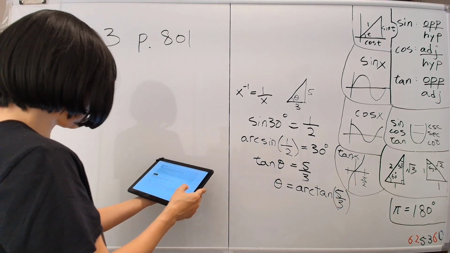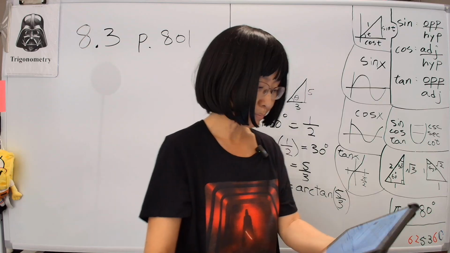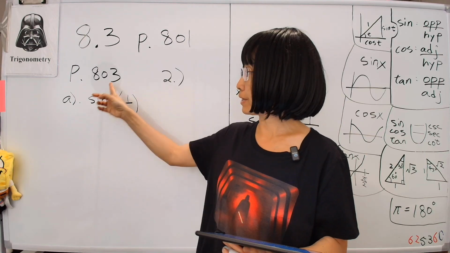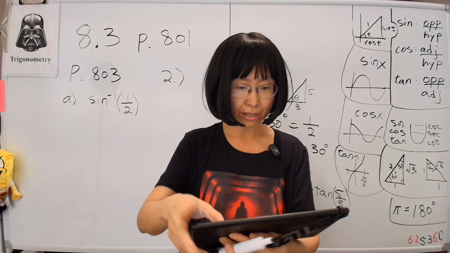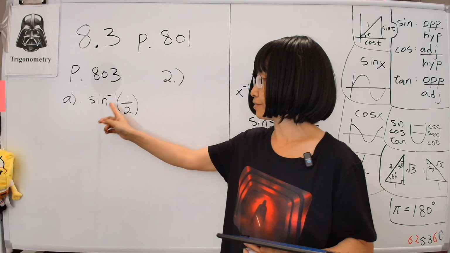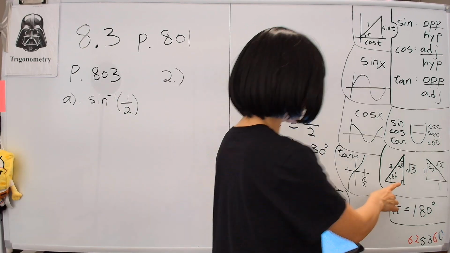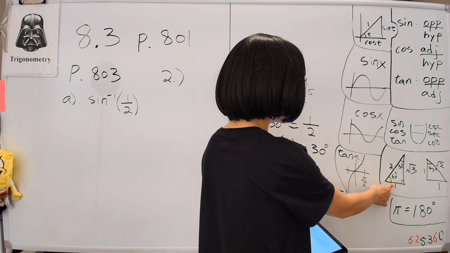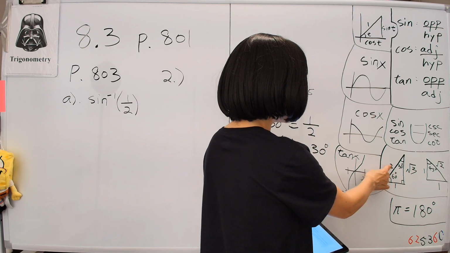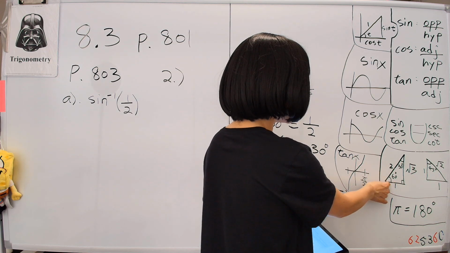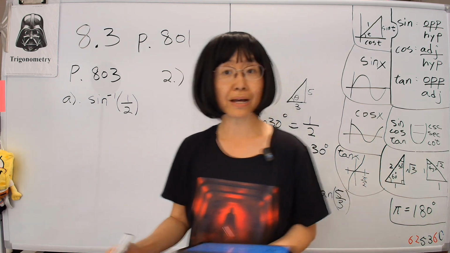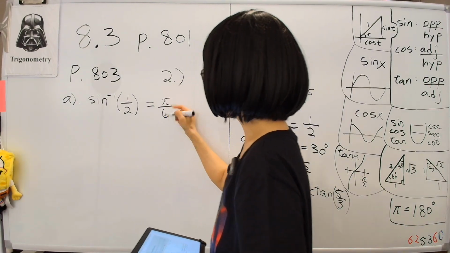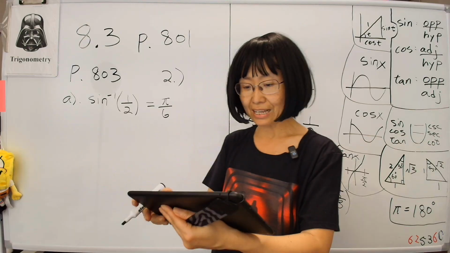Now example 2, let me write this stuff down. Example 2 on page 803, we're looking at part A, where we're supposed to calculate what is sine inverse of 1/2. Let's look at this thing right here. We have 1/2 right here, opposite divided by hypotenuse. What angle has opposite and hypotenuse in this relationship? That will be the angle 30, or pi over 6. So the answer, the angle, is pi over 6. In other words, sine of pi over 6 equals 1/2, and that is the answer.